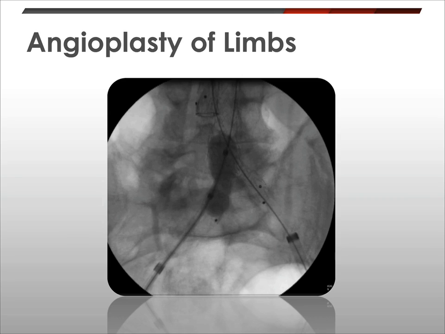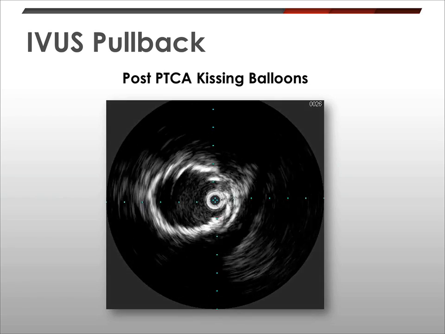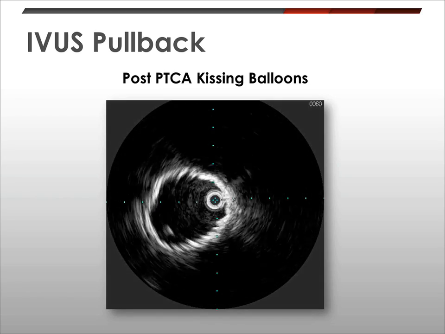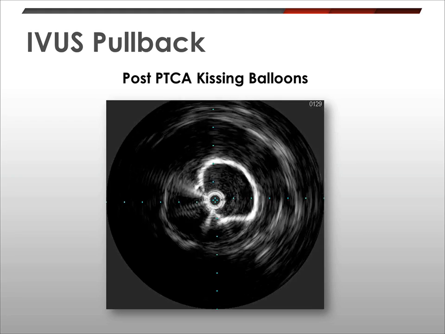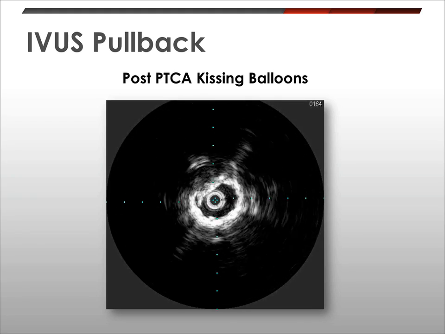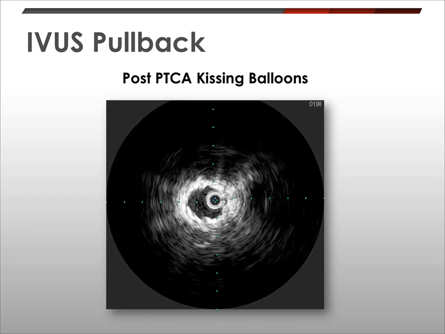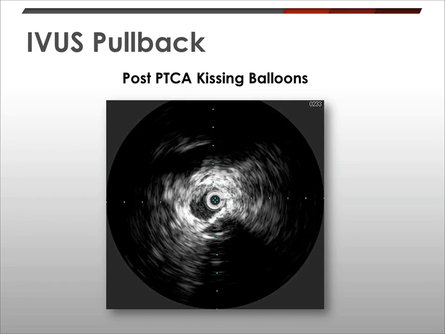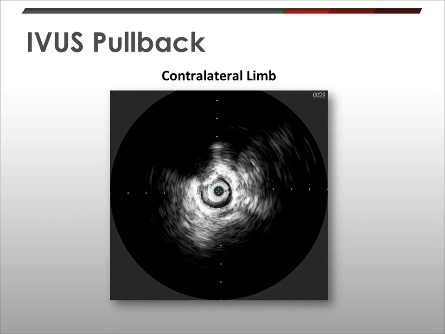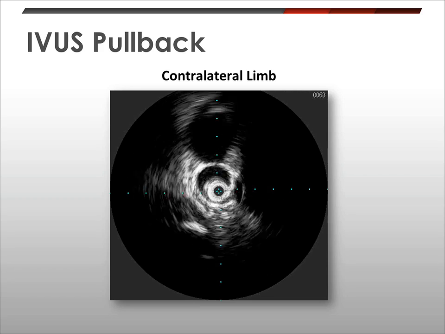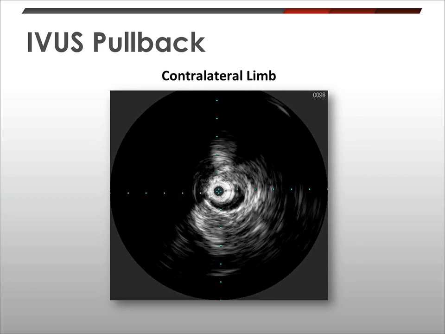The next slide shows us doing balloon angioplasty and ultimately kissing balloons at the aortoiliac bifurcation. And the next slide shows the intravascular ultrasound run with successful dilation of those two areas. The next IVUS run shows that the other iliac artery limb also has no significant stenoses.